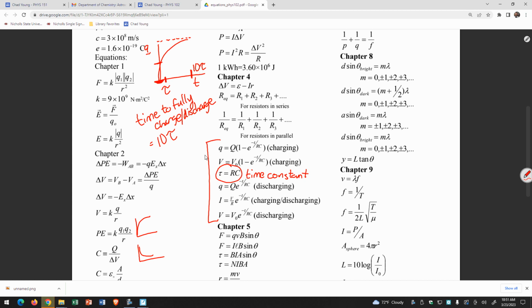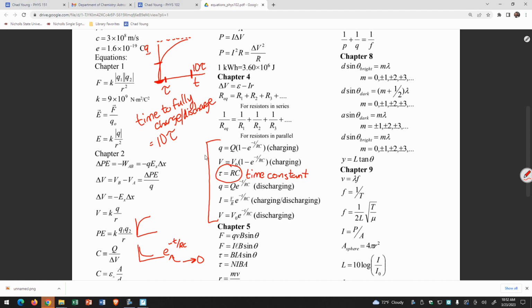And that graph will either look like a growth function or a decay function. A decay function mathematically looks like this, e to the minus t over RC. That is a decay function. In fact, as t gets bigger, this function approaches 0. The limit as t approaches infinity for that function is that the function approaches 0.